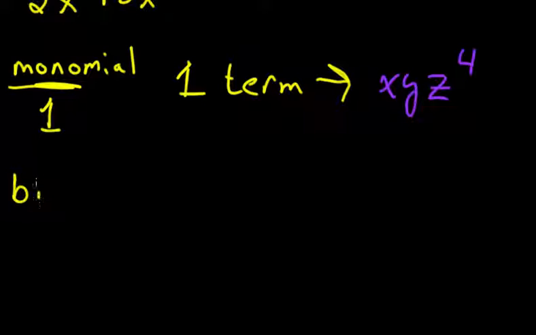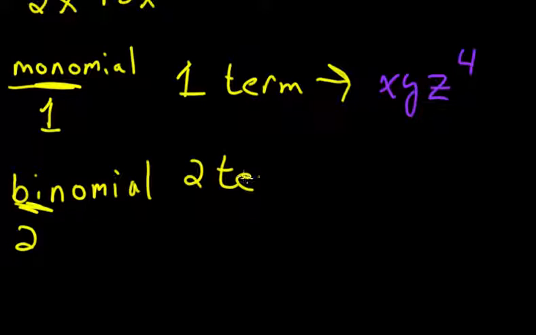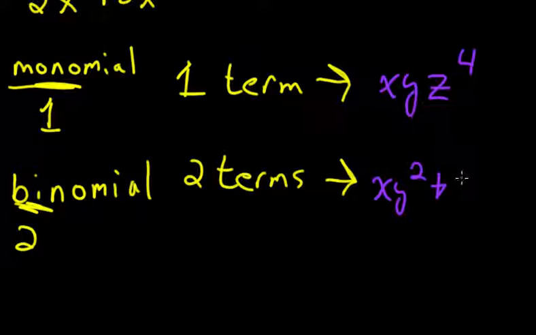Then we have a binomial. Bi, like bicycle, means 2. So you get 2 terms. And so that would be like xy squared plus 4x. That's a binomial. 2 terms. You have 1 term on one side of the addition sign and 1 on the other. And again, the addition sign is connecting terms.